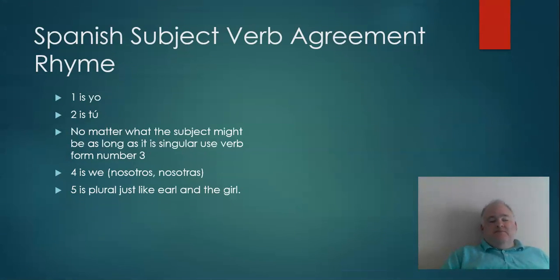And finally, here's my rhyme to learn subject-verb agreement in a quick and easy way. One is yo, two is tú, three is singular. No matter what the subject might be, as long as it's singular, choose verb form number 3. Four is we, five is plural, just like Earl and the girl. One more time. One is yo, two is tú, three is singular. No matter what the subject might be, as long as it's singular, use verb form number 3. Four is we, five is plural, just like Earl and the girl.